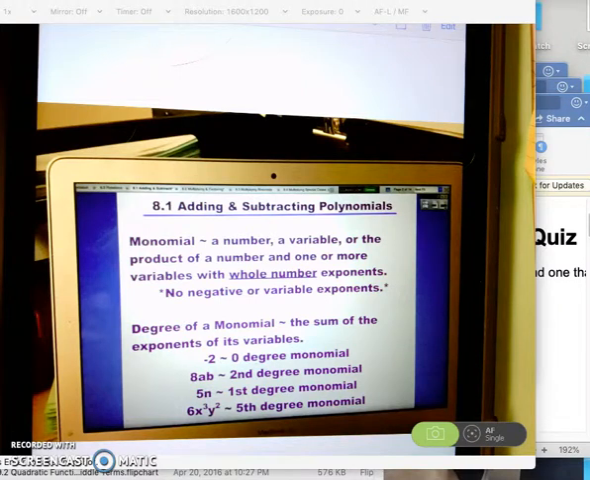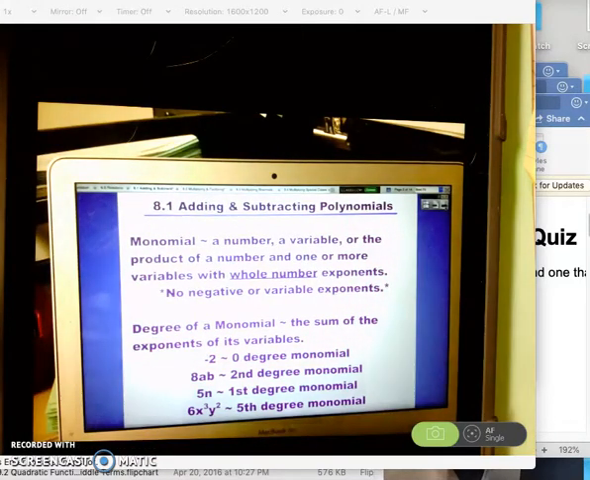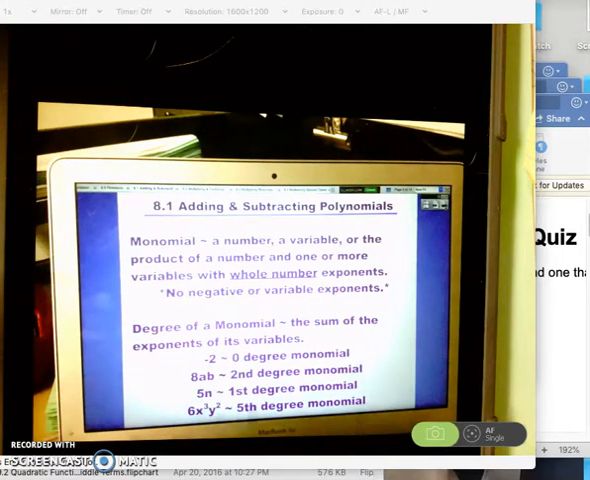The degree of the monomial is the sum of the exponents of its variables. So if it's -2, it's a 0-degree monomial. 8ab is a second-degree monomial. 5n is a first-degree monomial. 6x to the third, y to the second is a fifth-degree monomial because I'm adding the exponents of the factors.